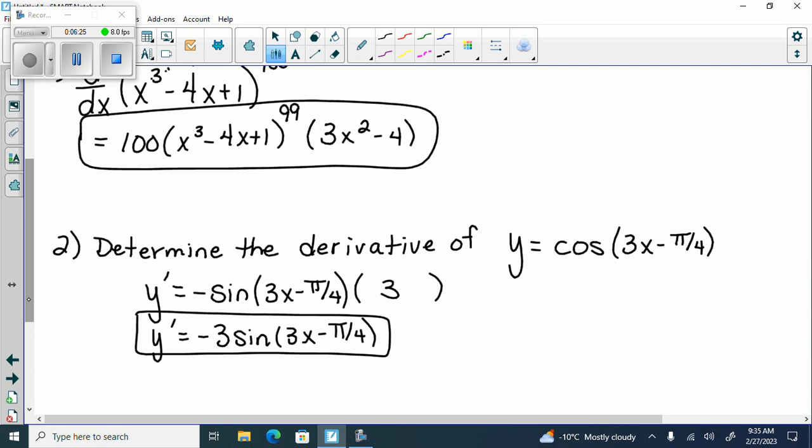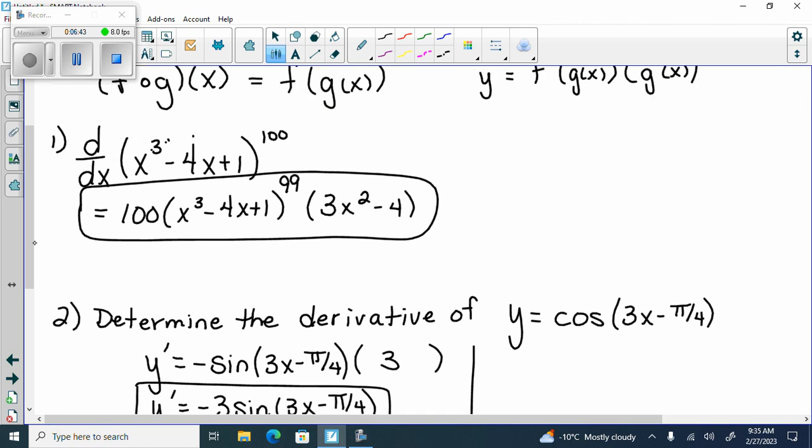So they could write it as y prime, or they could write it as dy over d with respect to whatever variable I used. So dy over dx would be this one, but if that was a t, it'd be dy over dt. If it's d over dx of this, you're saying the derivative of this is equal to that.